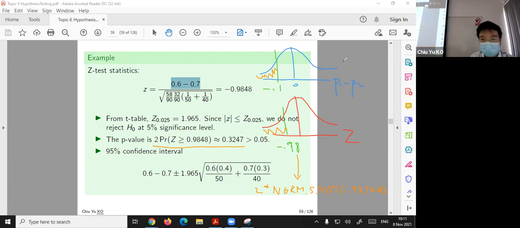And just to remind you why this, how do you get this one? I think we have repeated too many times, but this is just the NORM.S.INV, okay? Because symmetry, what we want is that both side is alpha over 2, okay? And the same as here, right? Okay, and alpha is 5%, so both sides is 2.5.